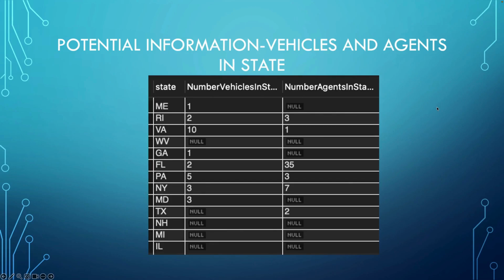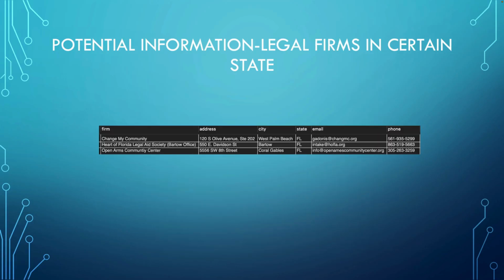Something that people can get from our database is they can see the total number of vehicles and the total number of agents that have been seen in a state. Like in Rhode Island there's been 2 vehicles and 3 agents seen. Something else that people can find is legal firms within a certain state, like here are some legal firms in Florida.